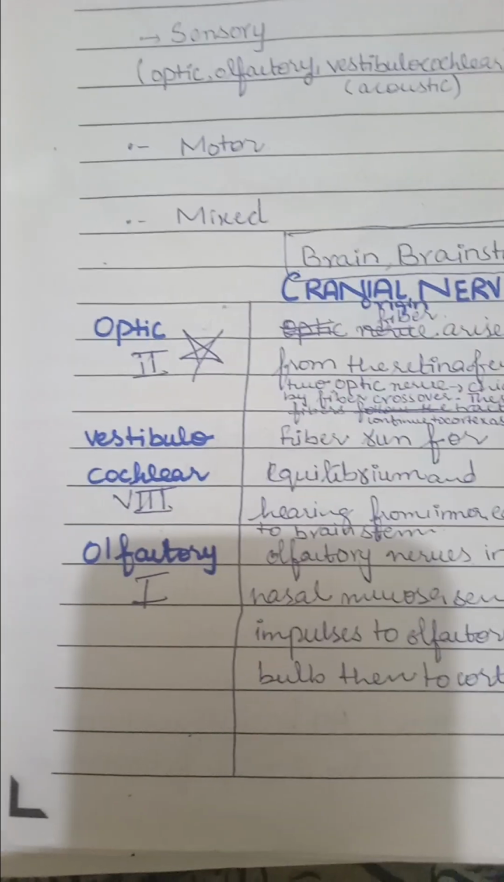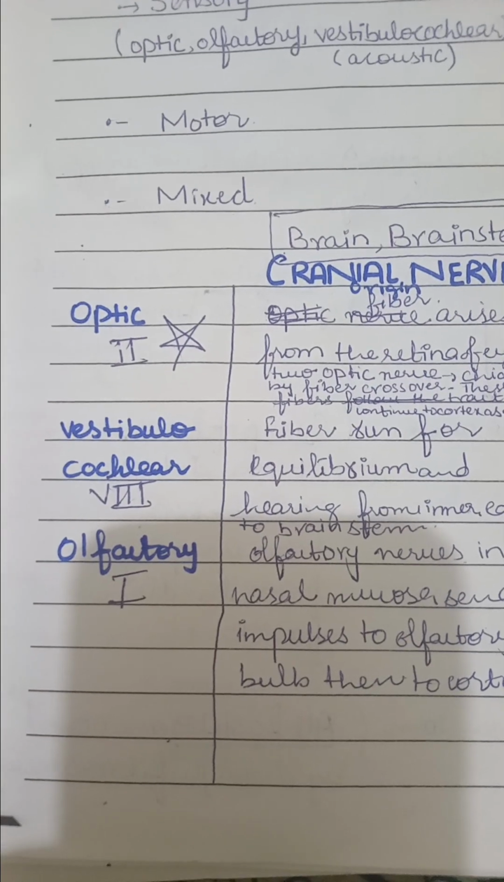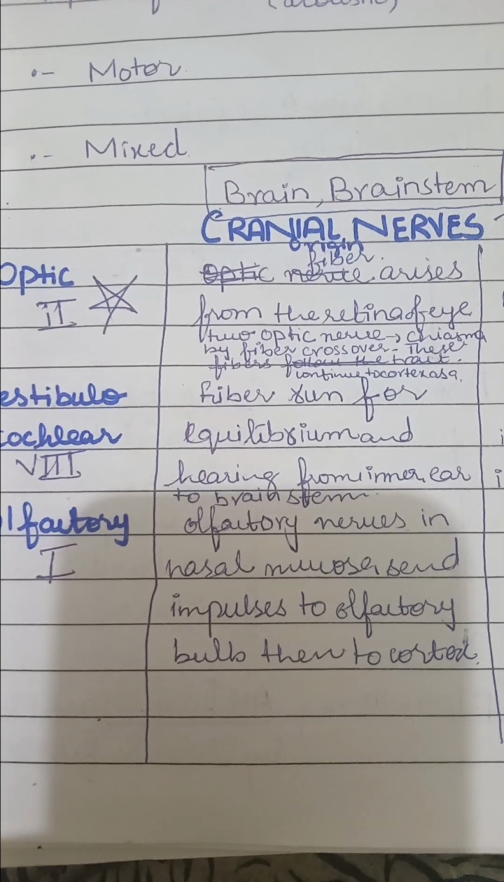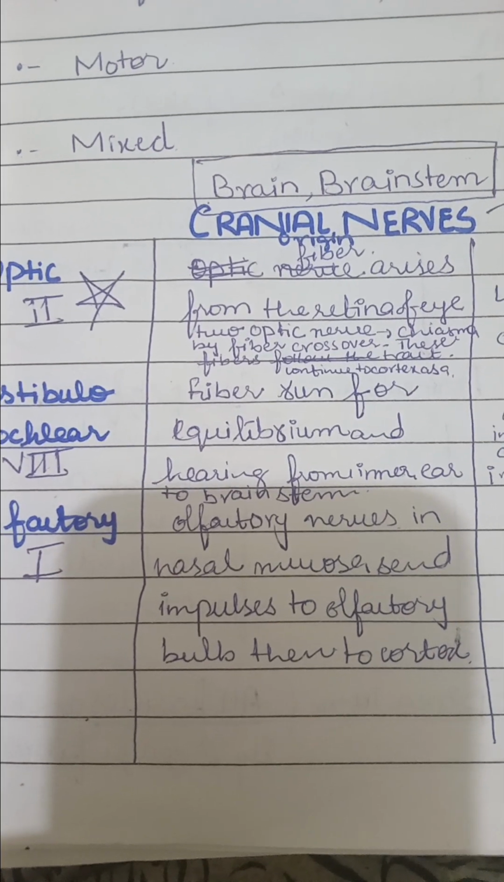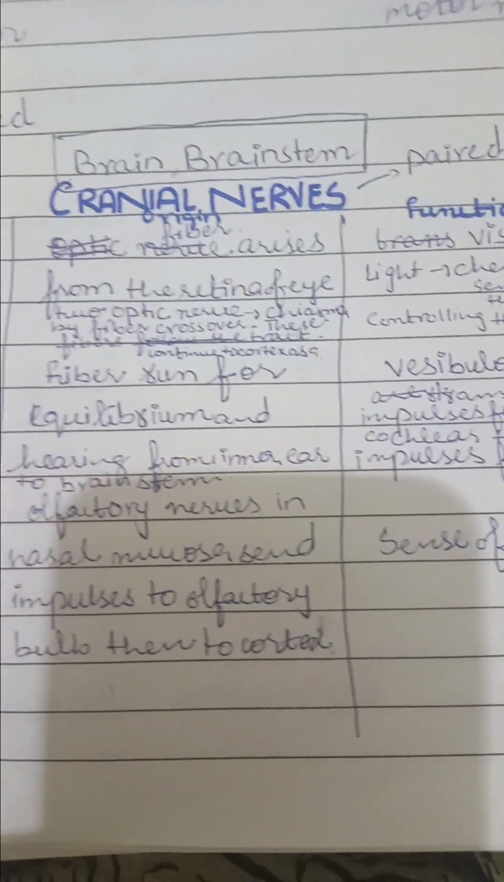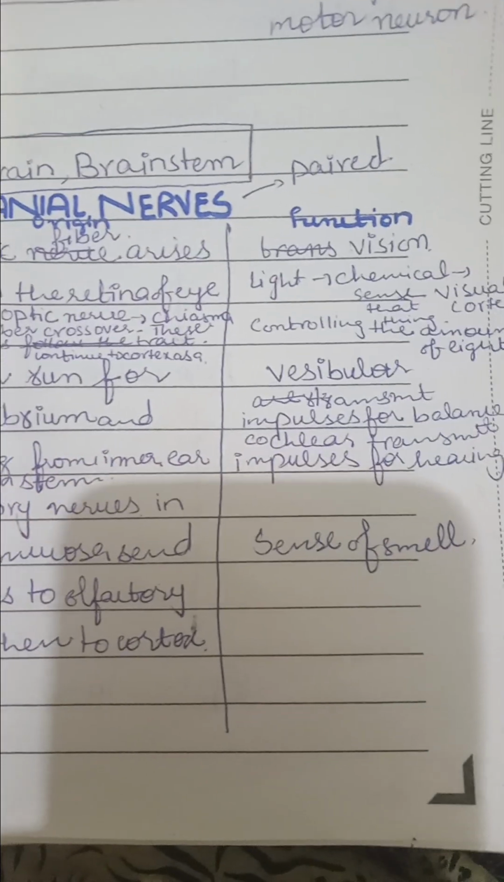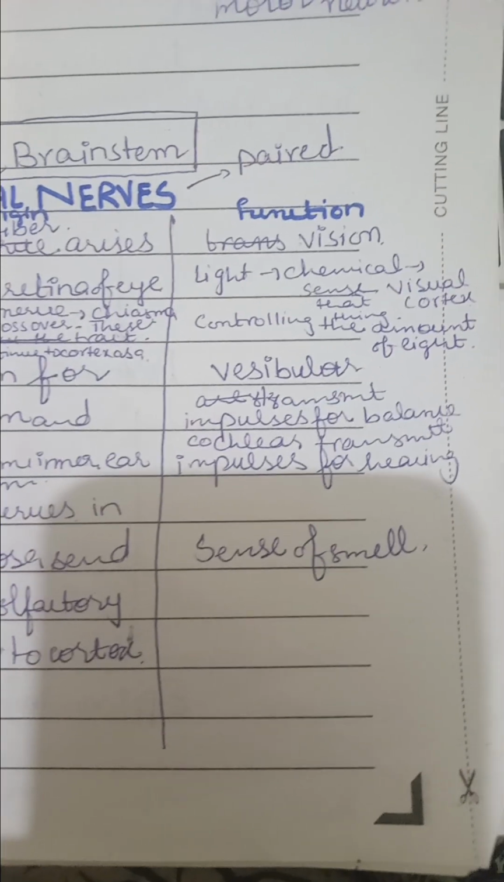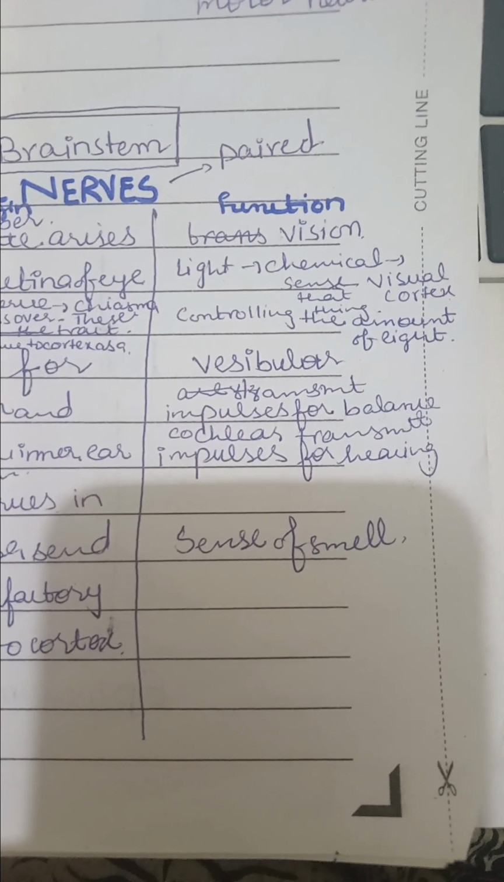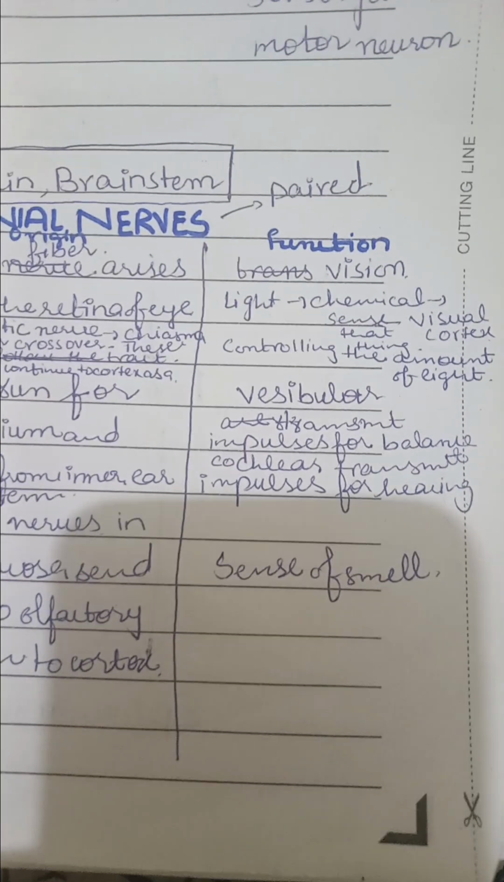Next will be the olfactory nerve. Olfactory nerve is cranial nerve 1, and olfactory nerves in the nasal mucosa send impulses to the olfactory bulb, then it passes to the cortex in the brain cerebrum. Now, what is it responsible for? It is responsible for the sense of smell.